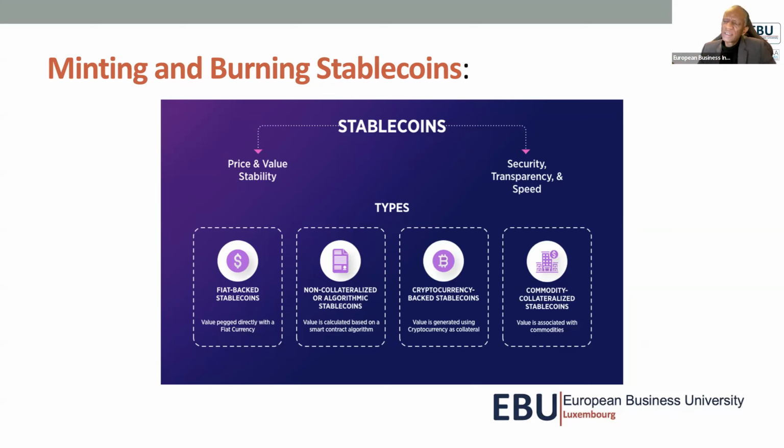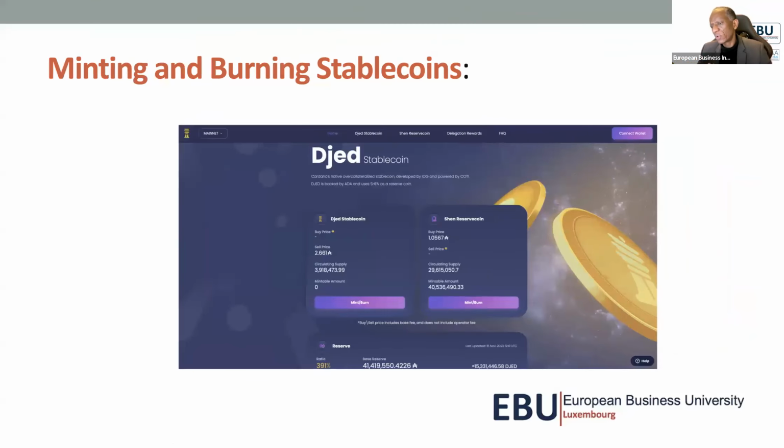So what we're interested in examining is a stablecoin called DJED. And DJED essentially is a stablecoin on the Cardano blockchain, right? And it's designed to maintain, again, as you can imagine, a stable value, right?